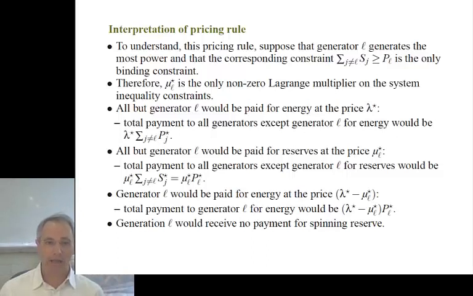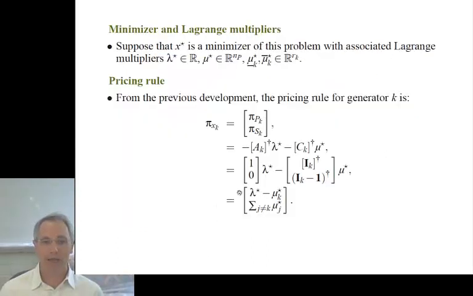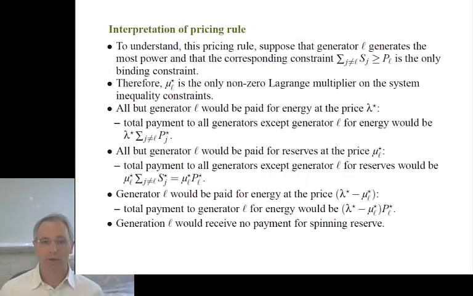All but generator L, therefore, would be paid for energy at the price lambda star. Recall that the energy price in this case is lambda star minus mu k star. For the particular case of k equal L, that would be lambda star minus mu L star. For every other generator, it would be lambda star. In other words, every generator but generator L is going to be paid for energy at the price lambda star. And the total payment to all generators except generator L would be lambda star times the total production.